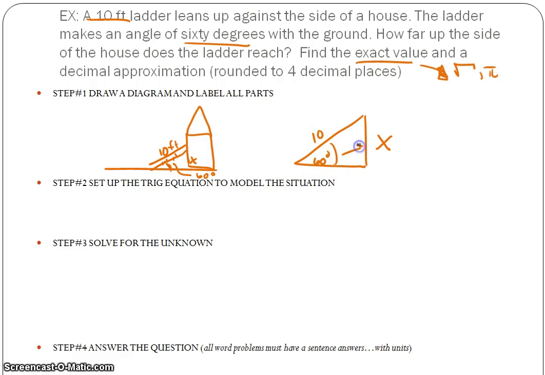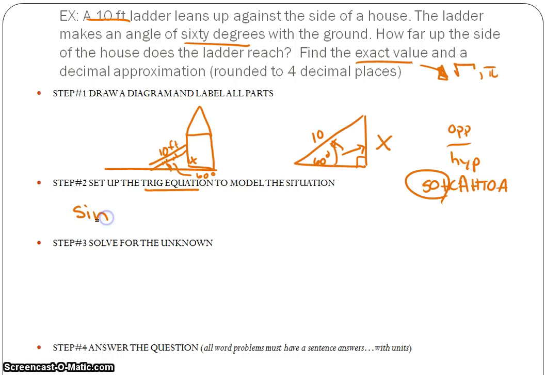So I'm given an angle, I'm given an opposite, and I'm given a hypotenuse. We're going to set up a trig equation to model the situation. So I want to know what trig equation has to do with opposite and hypotenuse. Well, this is a right triangle. We're assuming that this house is erect at 90 degrees to the ground. So we have a right triangle. We're going to use SOHCAHTOA. So using SOHCAHTOA, and I have opposite and hypotenuse, I can use sine.